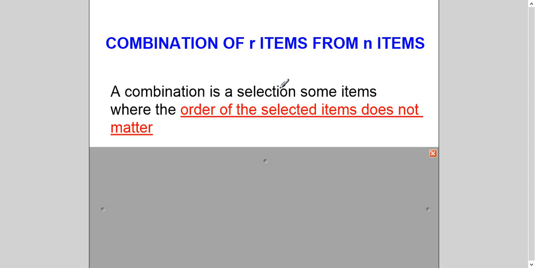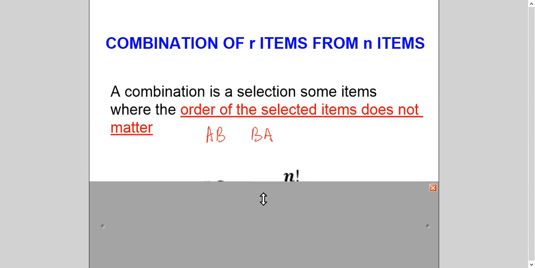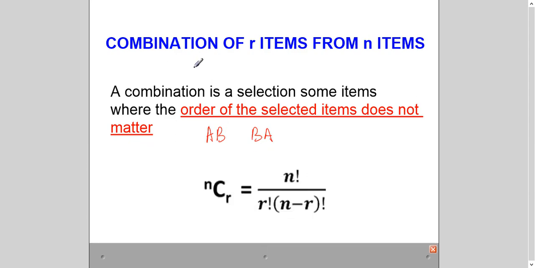Now combination is a selection of some items where the order of the selection is not important. So if I write AB or BA, they will not be considered as different things. It will be considered as one thing. Just for example, if I have taken person A and B for a match, so either I say AB are going for a match or I say BA are going for a match, doesn't matter. It's the same thing. So all those scenarios where order is not important, we use combination.